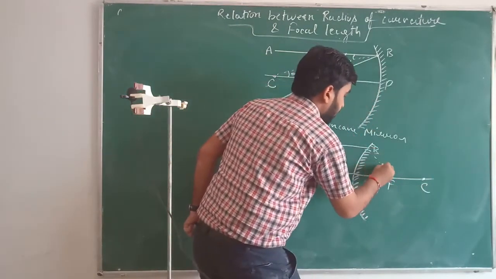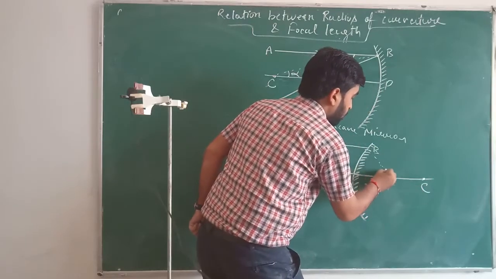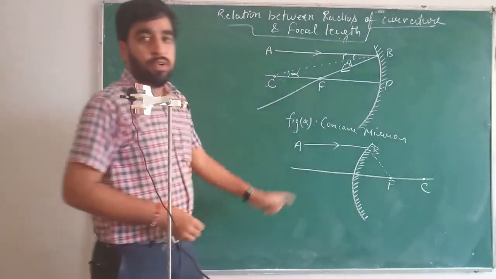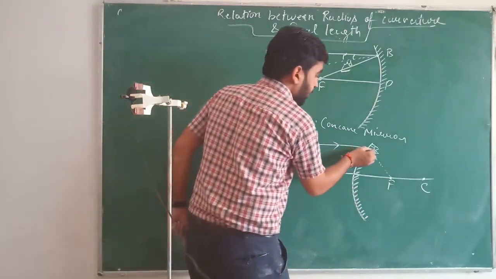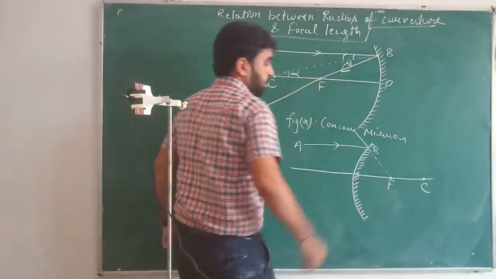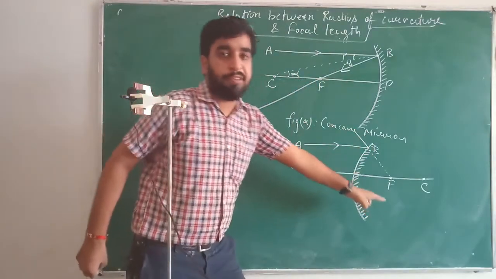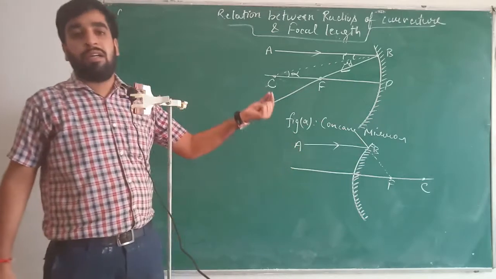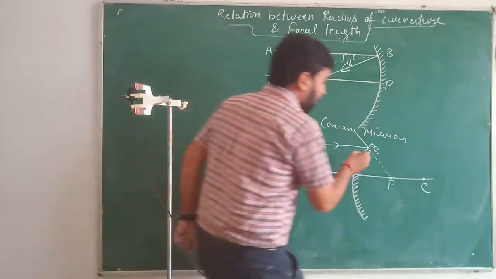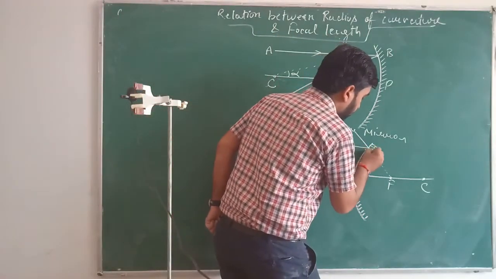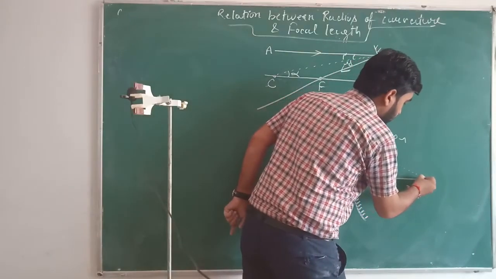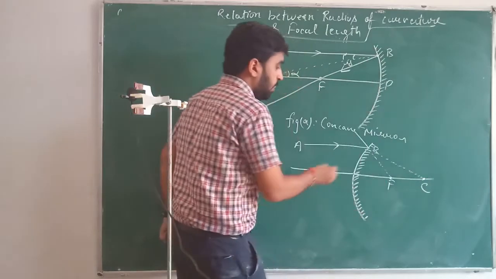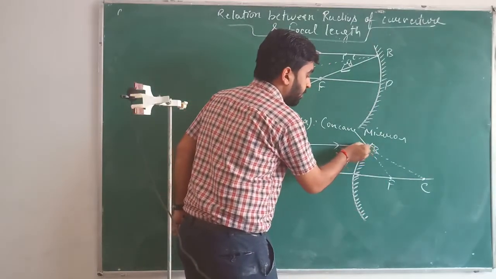So in backward direction, if I show, this is how a ray of light is assumed to go, but in actual practice, this is going in this direction, backward direction. Just extend this BF in backward direction. Fine. Now plot the normal. So normal will pass through the center of curvature from the point of incidence. So this dotted line is the normal. Just extend this in backward direction.